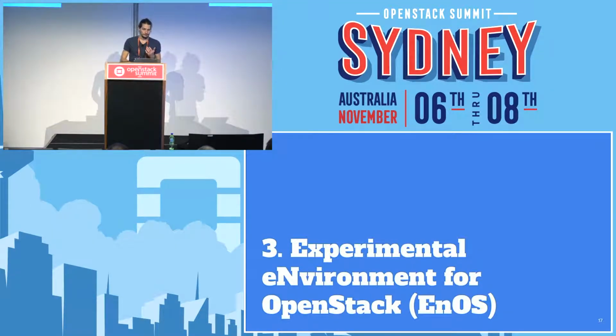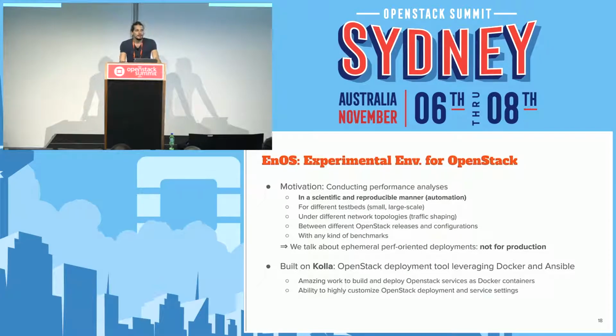So now, let me introduce you EnOS and see how it can help you to solve all these issues. EnOS stands for Experimental Environment of OpenStack. Its purpose is to conduct performance analysis of OpenStack in a reproducible manner, so driven by automation, and for different testbeds. It can be a single virtual machine or a real large-scale testbed.